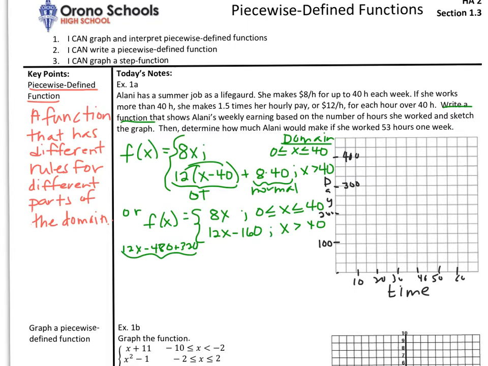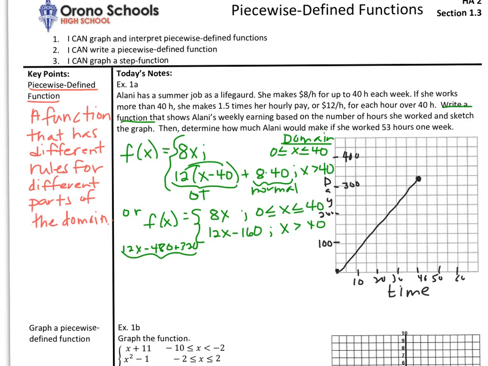Now, if she doesn't work any hours at all, she gets 0 salary. If she works up to 40 hours, 40 times 8, she'd make $320. So I'm going to approximate at my 40 on the x, about 320 would put me, I don't know, somewhere about there. So I'm going to connect that with a straight line. Each hour she makes an $8 increment.